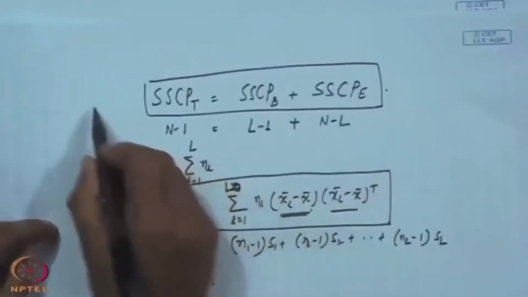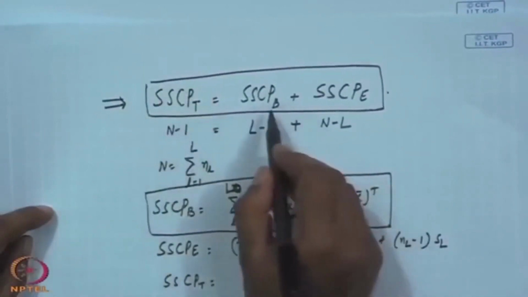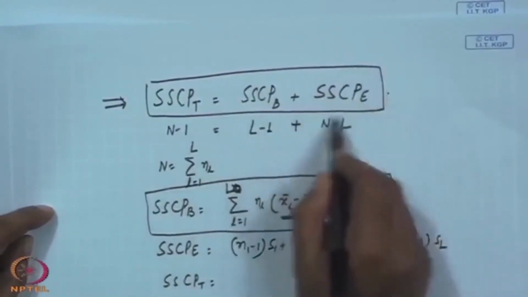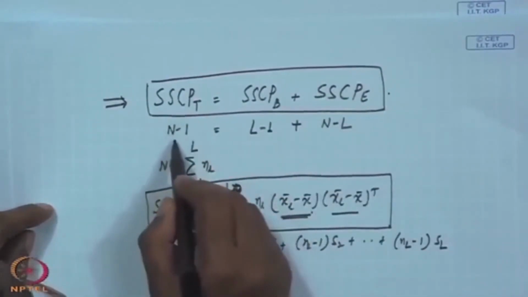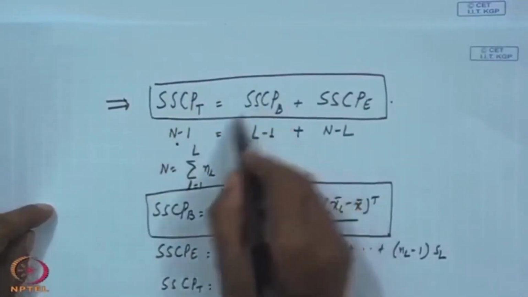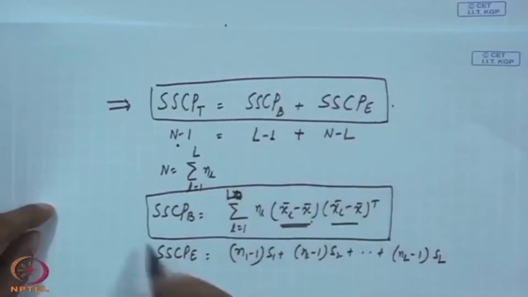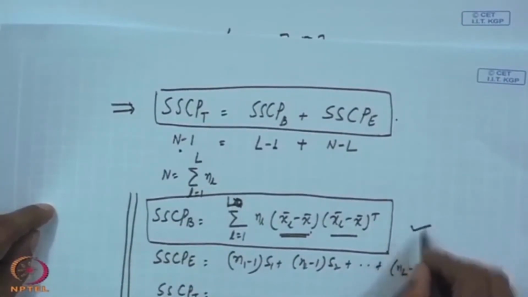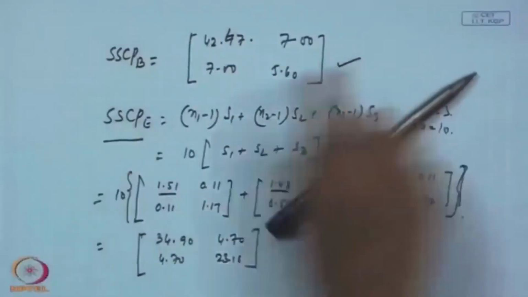Okay. So far what we have discussed, if I recapitulate again, this is the computation part we are considering: in one way MANOVA, the SSCP total is decomposed into SSCP between populations and SSCP error. We have also seen that the degrees of freedom is n minus 1 for SSCP total, L minus 1 for SSCP between, and n minus L for SSCP E, and these are the computational formulas for SSCP B and SSCP E.